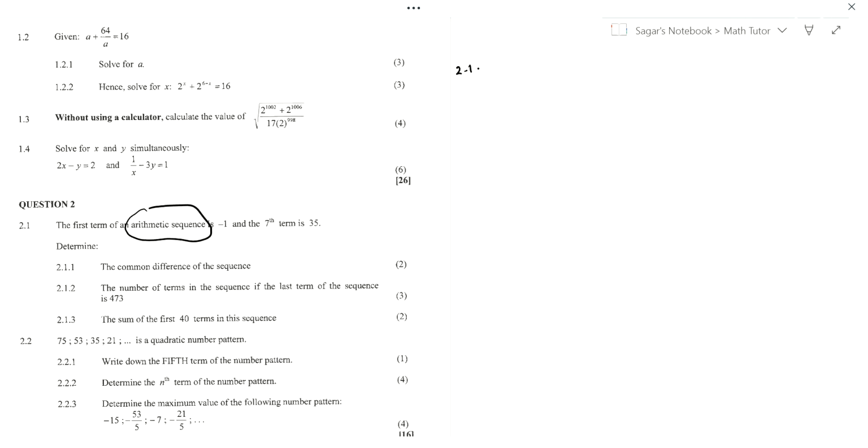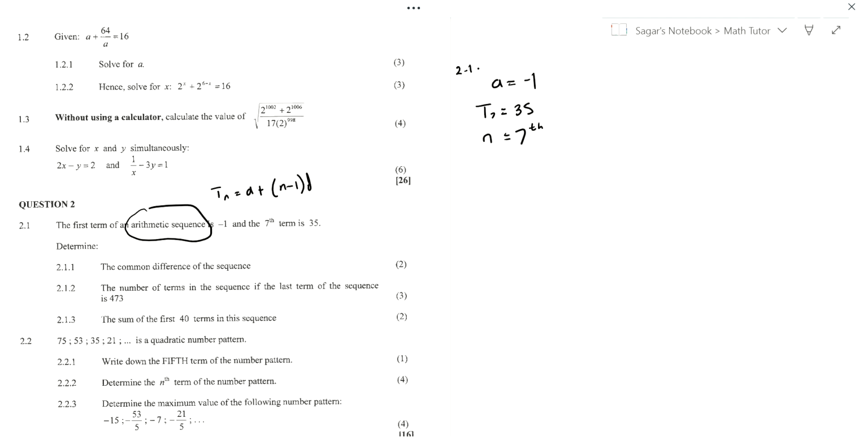As soon as you see this, you know you're dealing with Tn is equal to a plus open brackets n minus 1 multiplied by a difference, right? So we know our first term is equal to minus 1. Your seventh term, T7, is equal to 35. And you know your n is equal to 7, your seventh term.